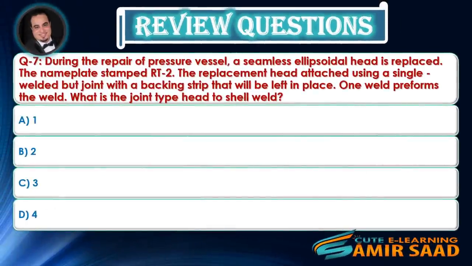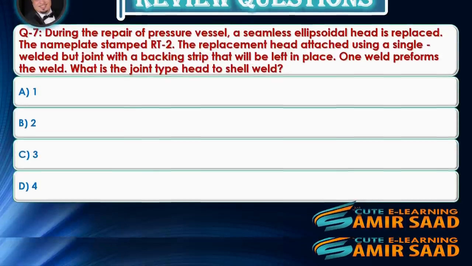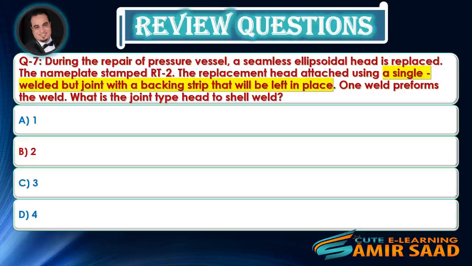Question number 7. During the repair of a pressure vessel, a seamless ellipsoidal head is replaced. The nameplate is stamped RT2. The replacement head is attached using a single welded butt joint with a backing strip that will be left in place. One welder performs the weld. What is the joint type of the head to shell weld? Answer is B.